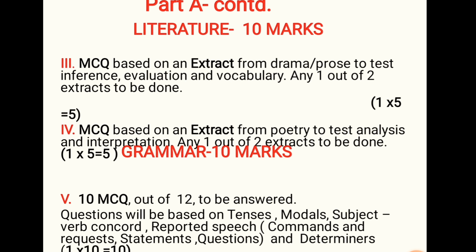Question number 5. Here, a grammar question for 10 marks. Again there will be 12 questions wherein you will answer only 10 out of the 12, and the grammar topics for the grammar questions will be tenses, modals, subject verb concord, reported speech, commands, requests, statements, questions, and determiners.